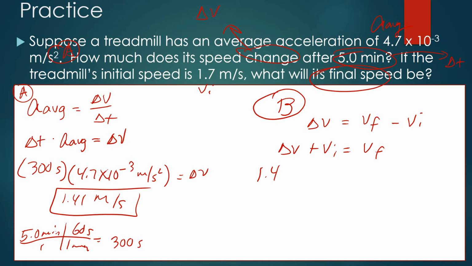So 1.41 plus 1.7 will give me my final velocity. I get 3.11 meters per second. 2 sig figs, so then 3.1 meters per second.